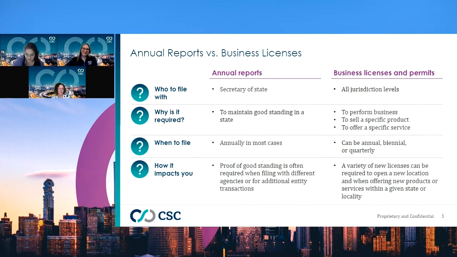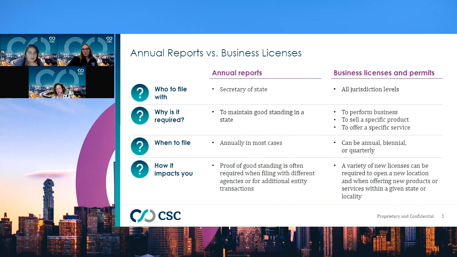Licensing is regulated at all different levels. So we have federal licensing, we have state licensing, county and city, but you also have licensing for things like tribal lands, parishes, school districts, fire departments. So licensing can be regulated by a lot of different jurisdictions. It's required in order to do business.